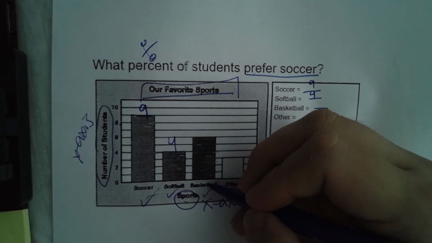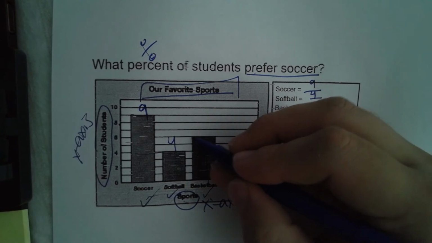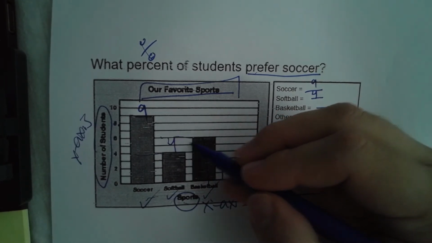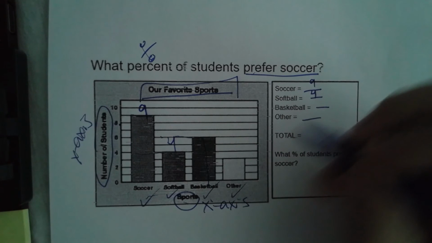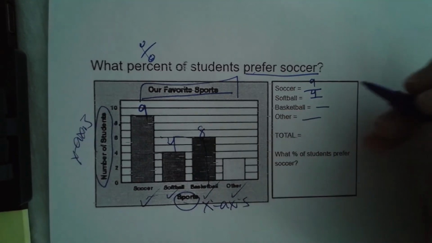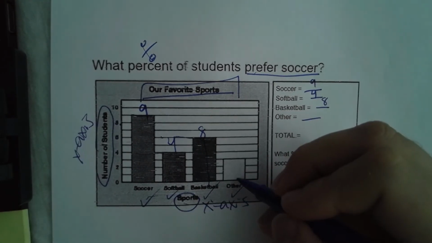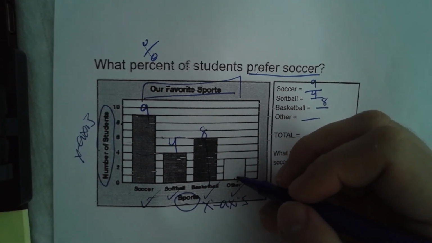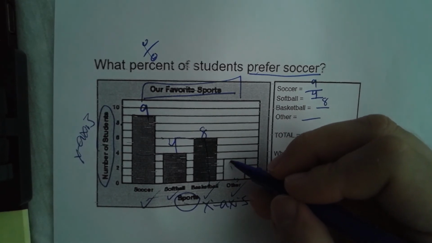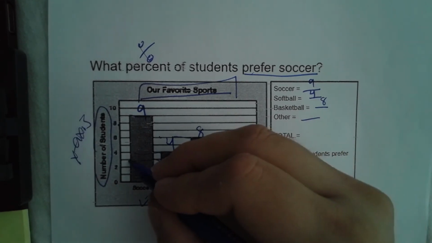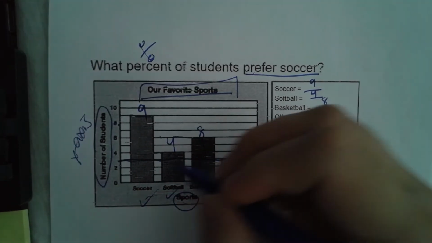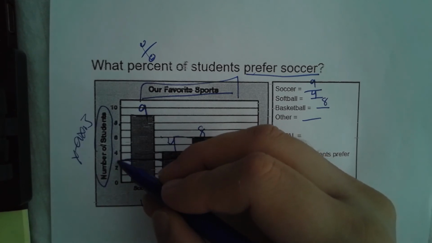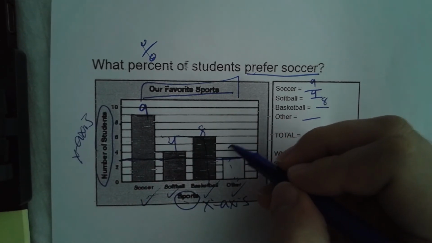How many students like basketball? Let's see, it's going to be 8. Right? Yes, 8. And then how many students like other sports? Like, I don't know, volleyball, football. It's going to be, it's right here. So it's between 2 and 4. So in the middle, it's 3.